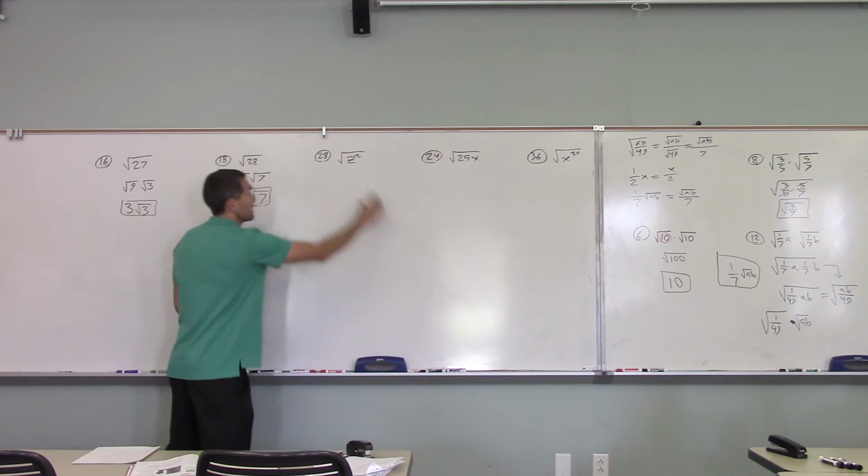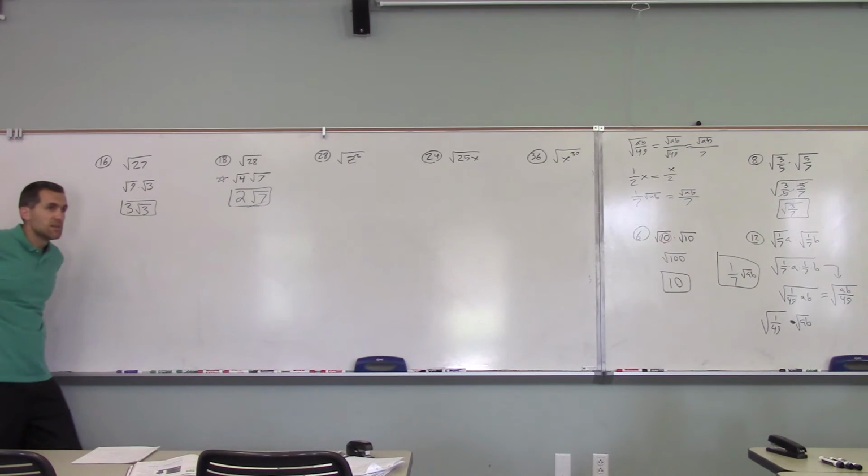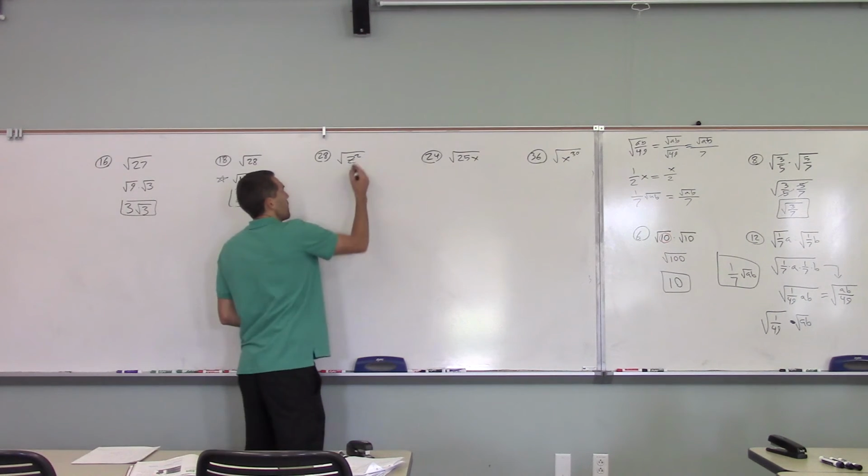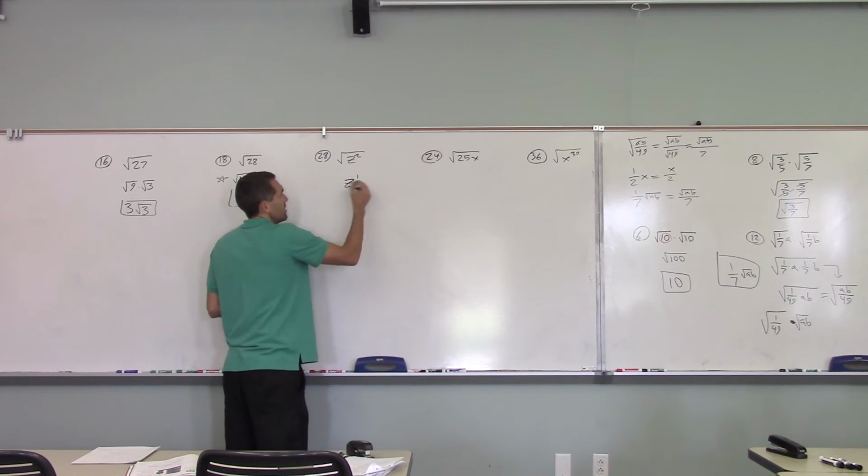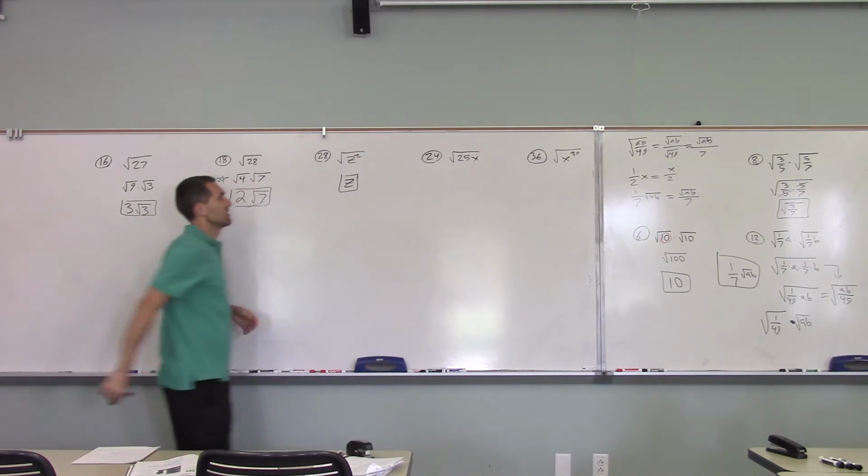Okay. Anyways, square root of z squared is? See? Just z. Divide this by 2 and you get z to the 1, which is just z. Okay?